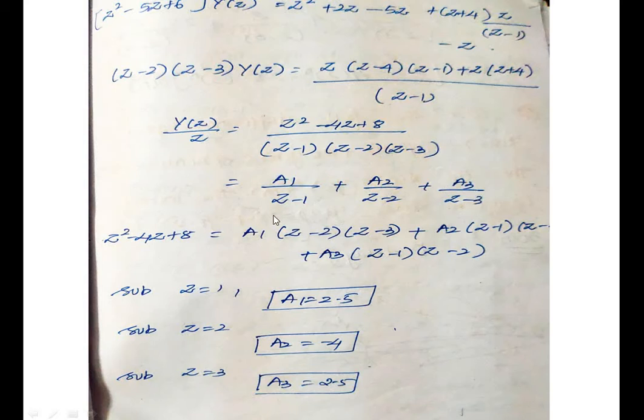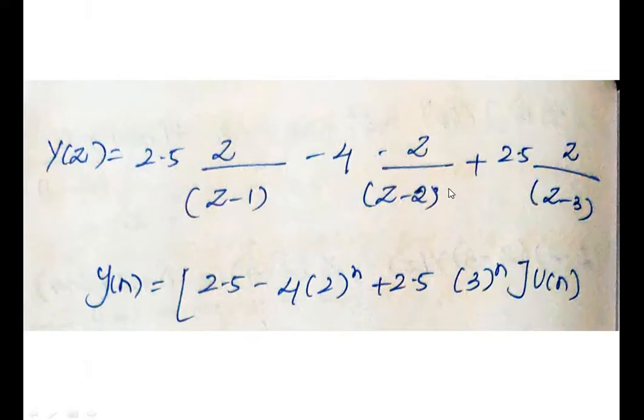So here you apply z is equal to 1 and you find out A1 value as 2.5. Then you apply z is equal to 2 and A2 value becomes minus 4. We apply z is equal to 3 and we get A3 value as 2.5. So the next step is we'll have to apply A1, A2, A3. We'll have to just substitute it here in this particular major equation, and we get your Y of z as, we have already cross multiplied z to the numerator on the other side. We get it as 2.5 z by z minus 1 minus 4z by z minus 2 plus 2.5 z by z minus 3.